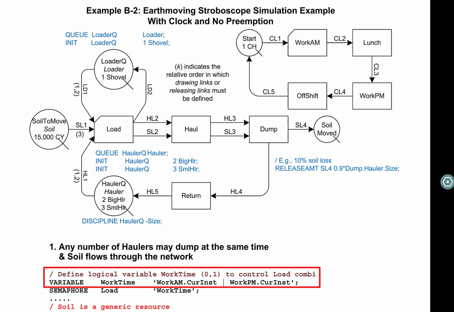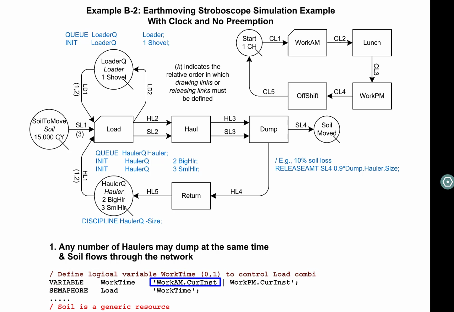To control when activities can actually take place, we define a variable called work time, whose formula is workam.carinst or workpm.carinst. This is a logical formula that returns true if there is an instance of work AM going on or if there is an instance of work PM going on.